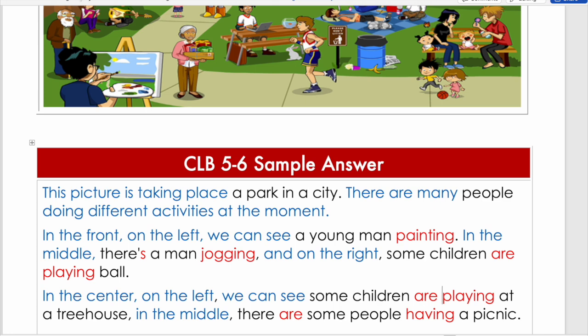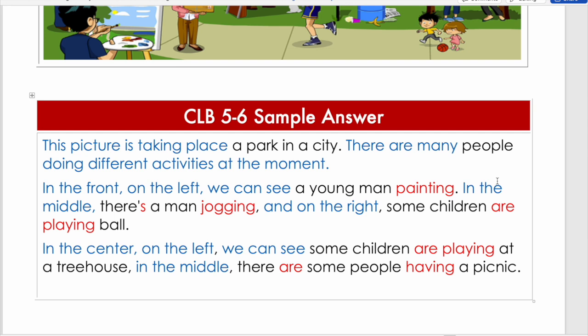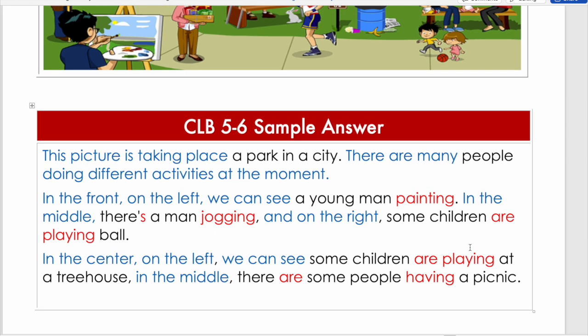In the middle, there are some people having a picnic. In the middle, some people are having a picnic. Maybe we can even say here on the right, a man is swimming in the lake. It's not here, but I will put it on after. Okay? So again, we can see, and there are.